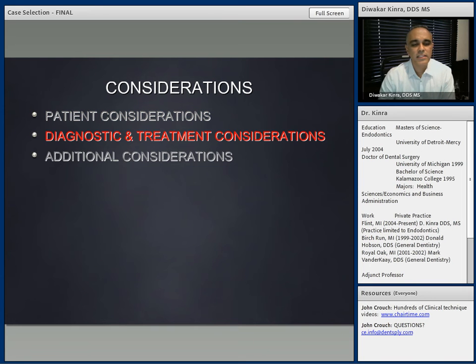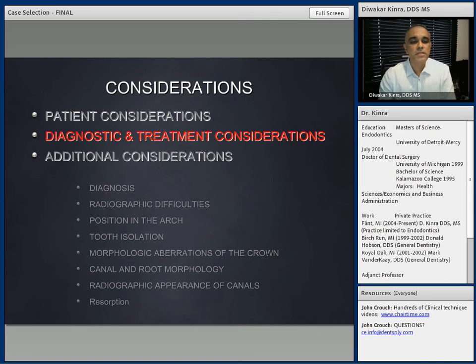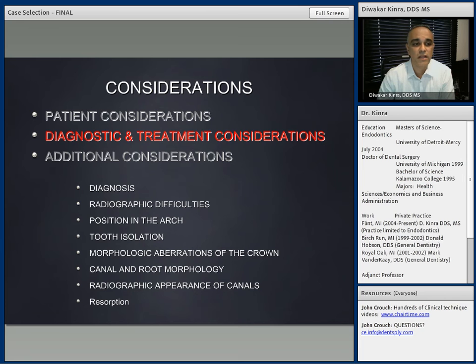When we look at diagnostic and treatment considerations, this is actually something to do with a tooth in hand here, and that's what may limit us from seeing these patients in our practice. Diagnosis and radiographic difficulties, position in the arch. As we go further back in the arch, the tooth does become more difficult to treat. We need to know how to do tooth isolation. And the next 3, I kind of rope them into one, is morphologic aberrations of the crown, canal and root morphology, and radiographic appearance of the canal. Lastly, we will talk about resorption. Not about treating resorption, but how to recognize resorption.